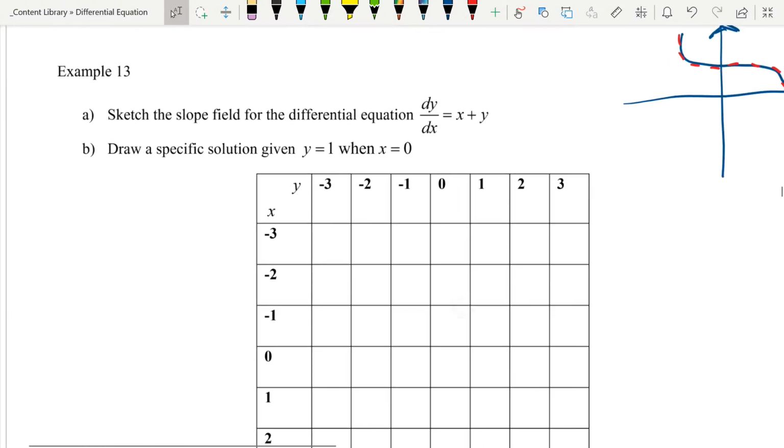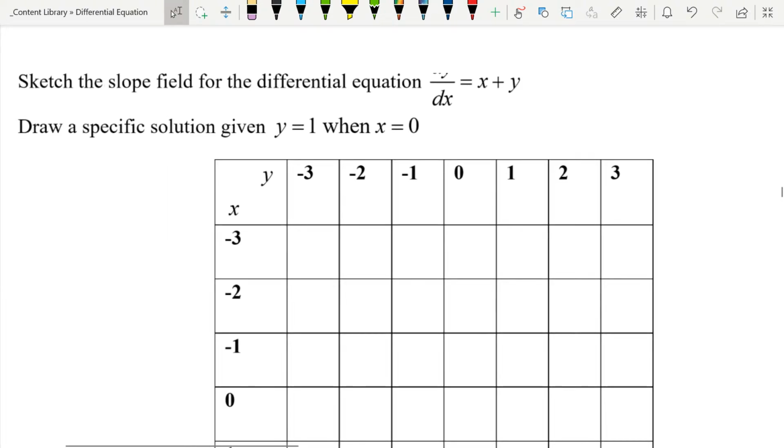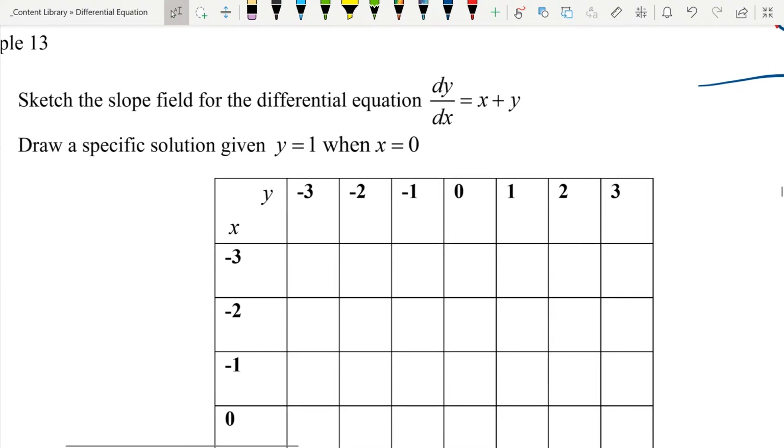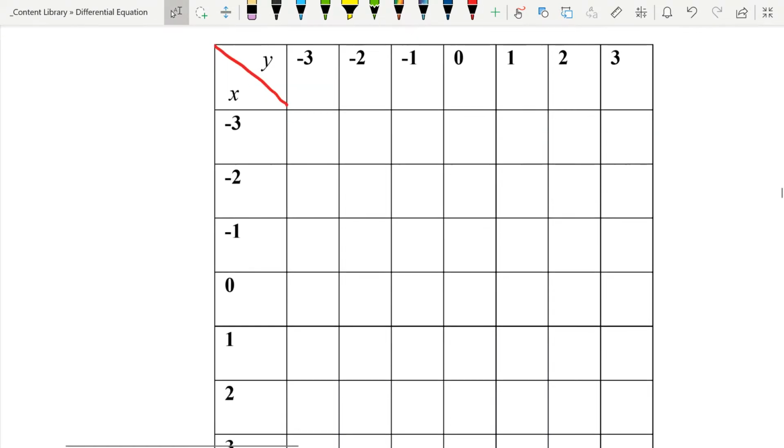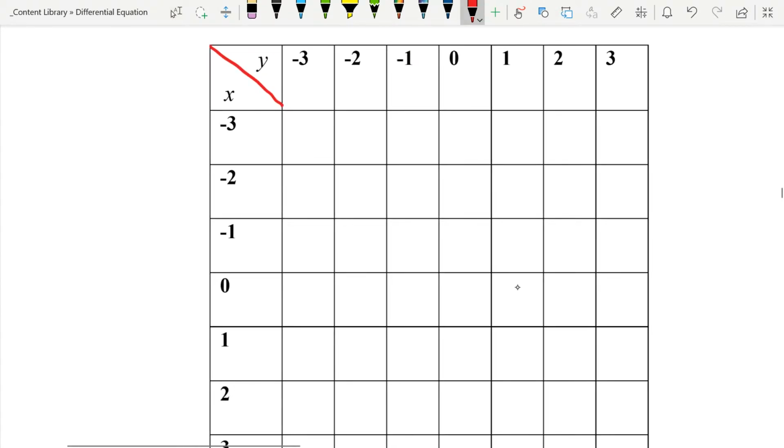So let's look at one example. Sketch the slope field for the differential equation dy/dx equals x plus y. So your gradient at each single point is just adding the x and y values together. So we just add the coordinates of x and y. If we see this table, I will just complete one row. I'll pick a middle one to do.